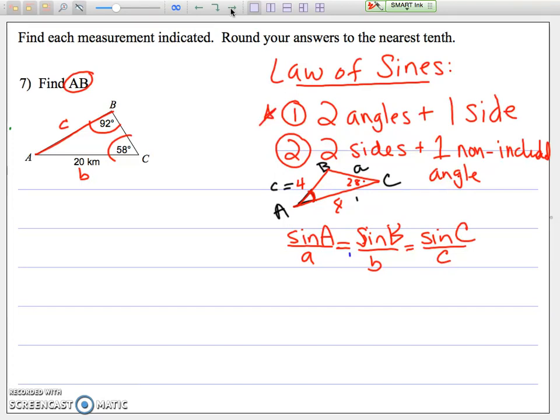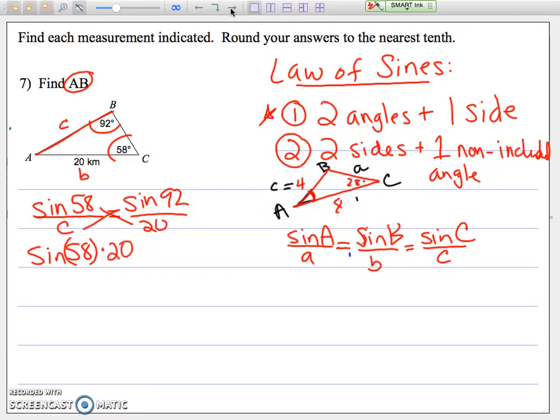All right, so I'm just going to set this up. The sine of 58 over C equals the sine of 92 over 20. Same situation, cross multiply. So the sine of 58 times 20 equals the sine of 92 times C. Now you'll notice this time I am dividing by the sine of 92, and I have to keep it balanced, I have to do the same thing on both sides.